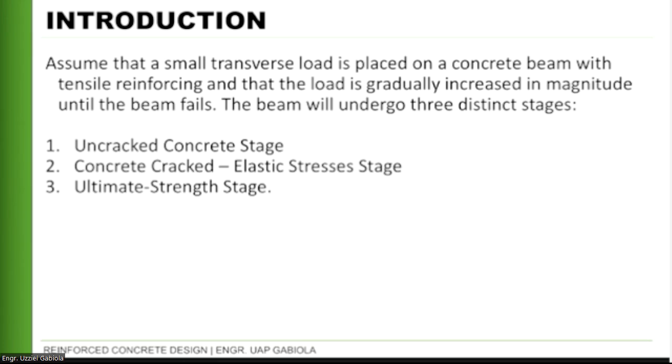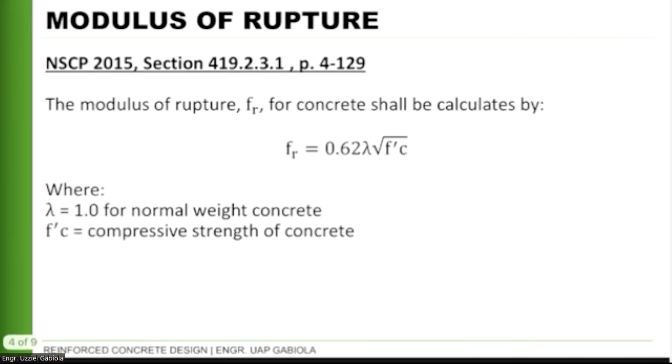So what do we mean by this stage? But before that, we will first introduce the formulas that we will be using when we analyze the uncracked concrete stage. Let's start off with the modulus of rupture. Okay, modulus of rupture, according to our code NSCP 2015, section 4192.3.1, page 4-129. The modulus of rupture, or designated as f_r, for concrete shall be calculated as follows. Okay, so we have f_r equals 0.62 lambda square root of f'c, wherein lambda is taken as 1.0 for normal weight concrete.